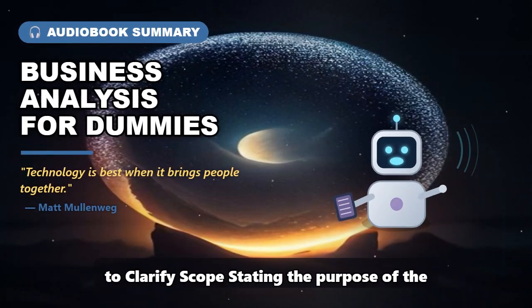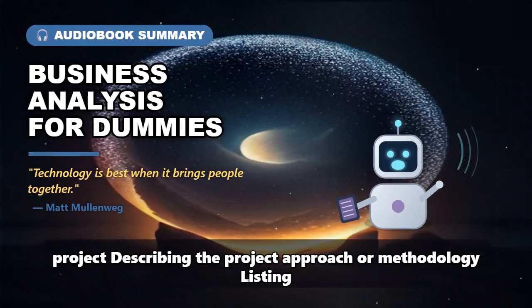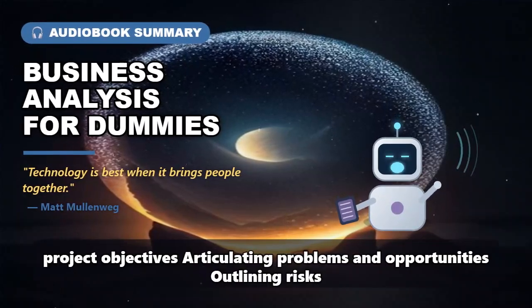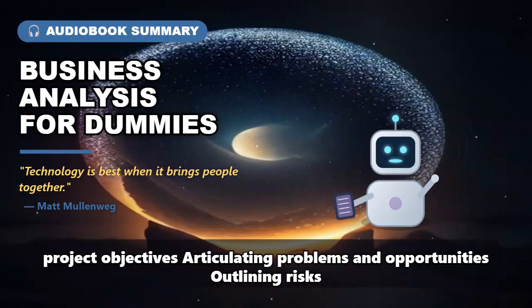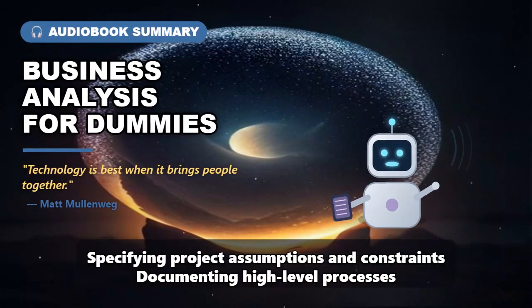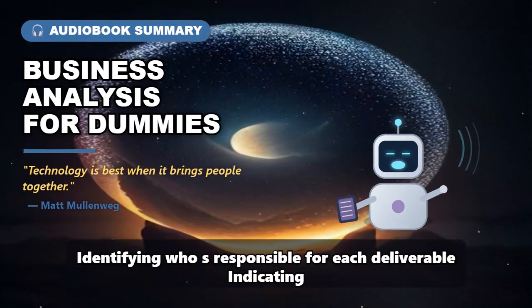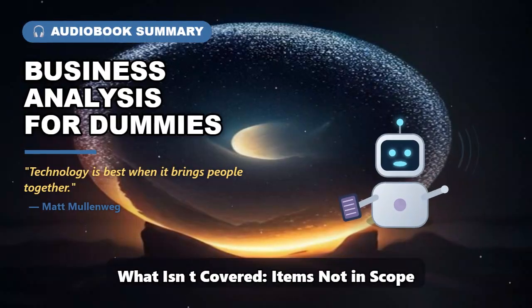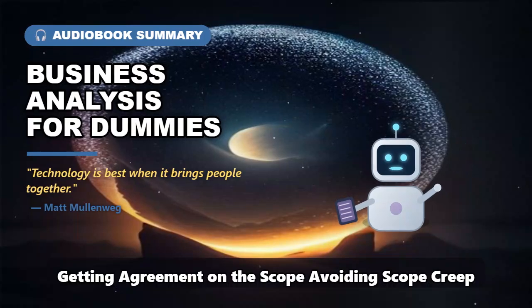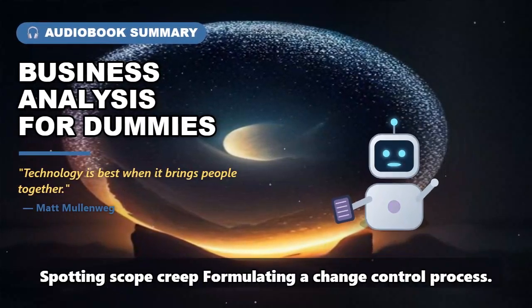stating the purpose of the project, describing the project approach or methodology, listing project objectives, articulating problems and opportunities, outlining risks, specifying project assumptions and constraints, documenting high-level processes, identifying who's responsible for each deliverable, indicating what isn't covered, items not in scope, getting agreement on the scope, avoiding scope creep, spotting scope creep, formulating a change control process.